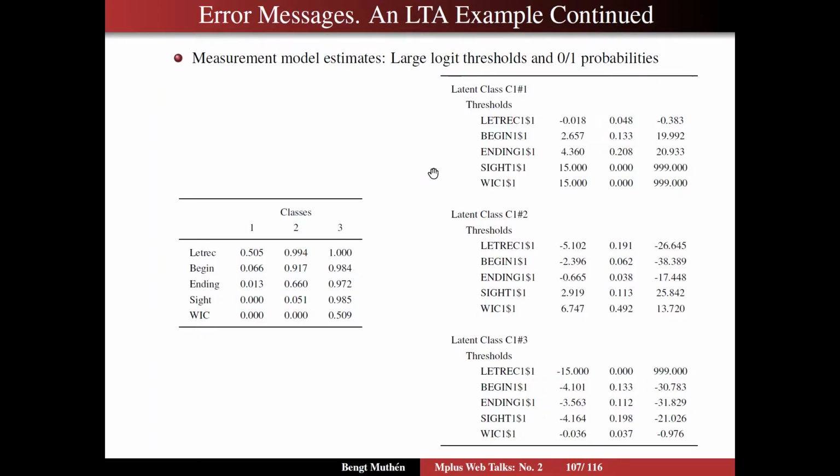That corresponds to the model results, the estimates shown on the right for classes 1, 2, and 3, that is columns 1, 2, and 3. Here it's shown for C1, but we know that they're the same for C2 and C3. And we see here that site and words in context have fixed values, large values, and 0 standard errors, and 999 for the z-score column.